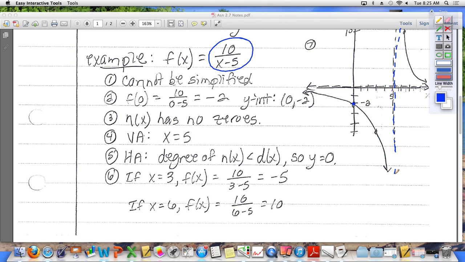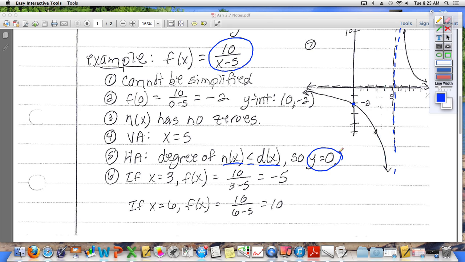Horizontal asymptotes. Well, the degree of the numerator, I wrote here, the degree of the numerator is less than the degree of the denominator. And if you go back to your notes from section 2.6 or from your purple papers right now, if the degree of the numerator is smaller than the degree of the denominator, there's going to be a horizontal asymptote at y equals 0. So let's talk about that for a minute.